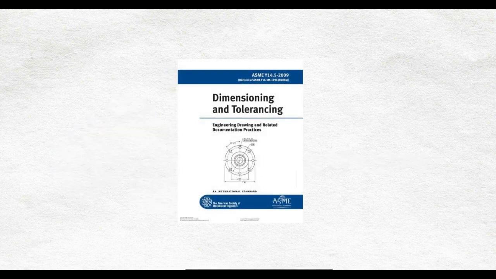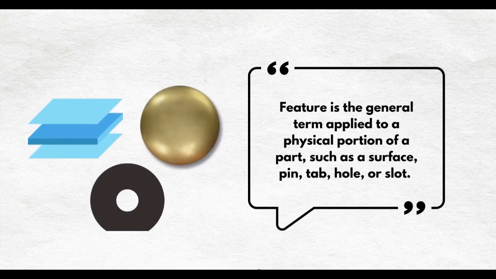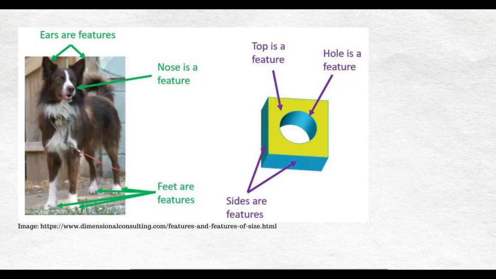We must begin to use the vocabulary as Y14.5 does. Feature is the general term applied to a physical portion of a part such as a surface, pin, tab, hole or slot. Usually a part feature is a single surface or a pair of opposed parallel plane surfaces having uniform shape. You can establish datums from and apply GD&T controls to features only. The definition implies that no feature exists until a part is produced.